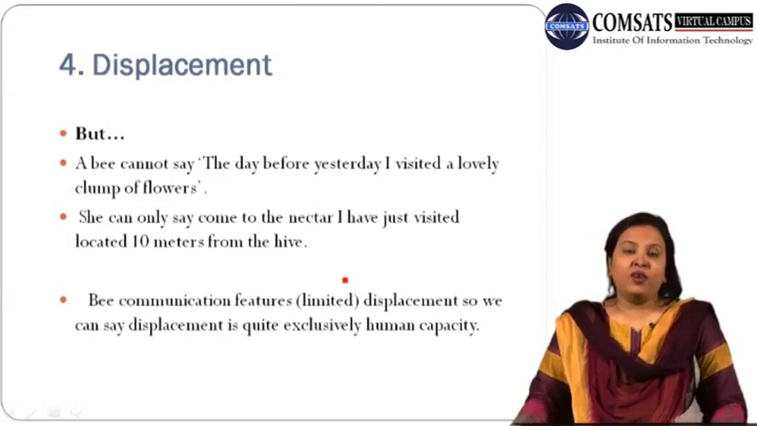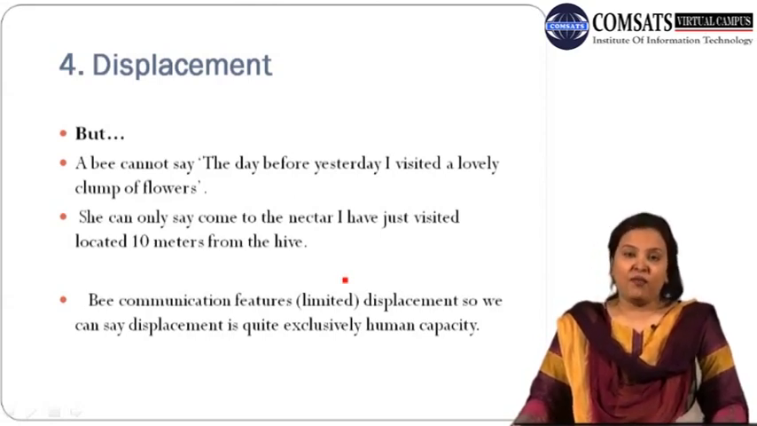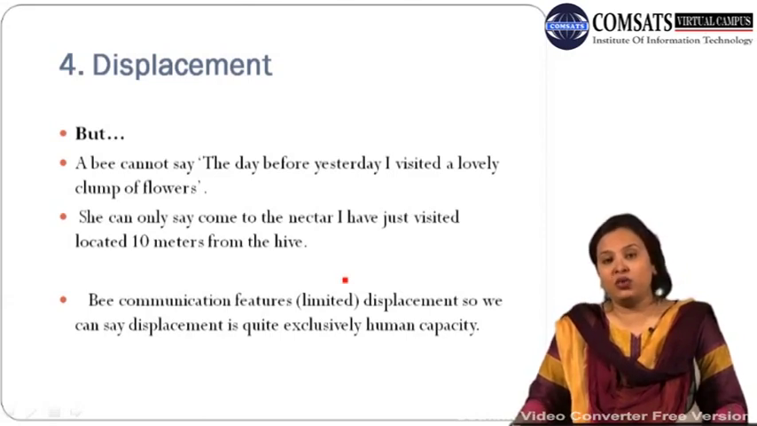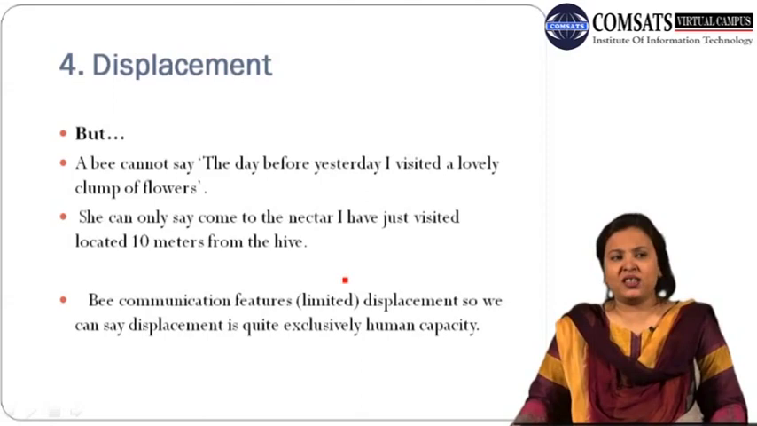There are only 10 or 15 ways in which she can convey the message about the things which are not around it. But again, the researchers have found that the bees can communicate about the things which are within the distance of 10 meters around them. And if something is located outside that distance of 10 meters, they cannot communicate about it. So again, this idea of displacement is quite restricted for animal communication. To some extent, yes, we can say that this displacement feature is basically a feature of human language, and in very few cases we can relate it with animal communication. But again, the evidence is not that much available, so we can relate this idea of displacement with human communication.